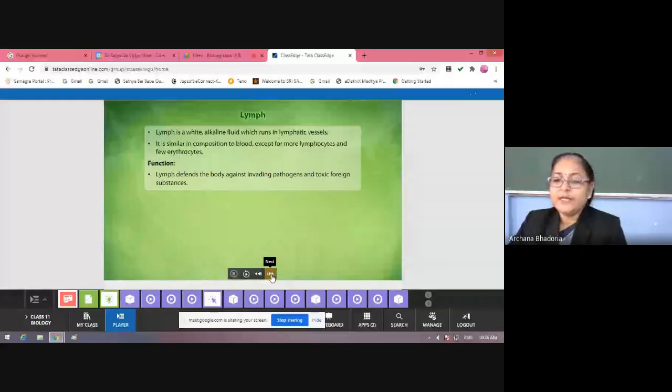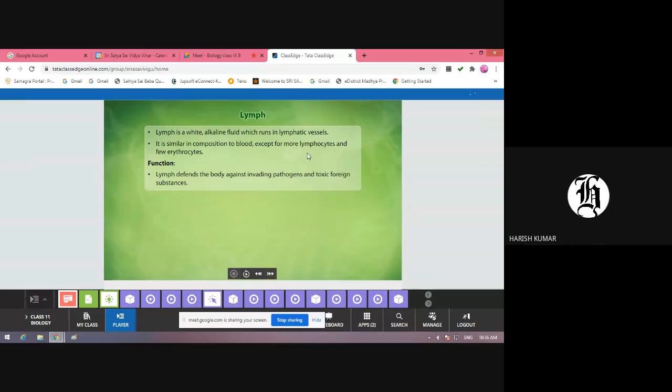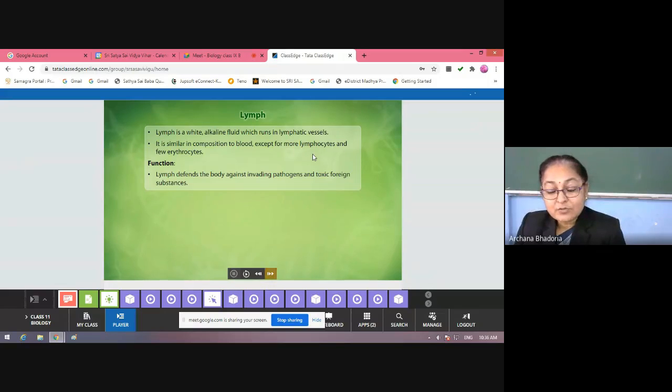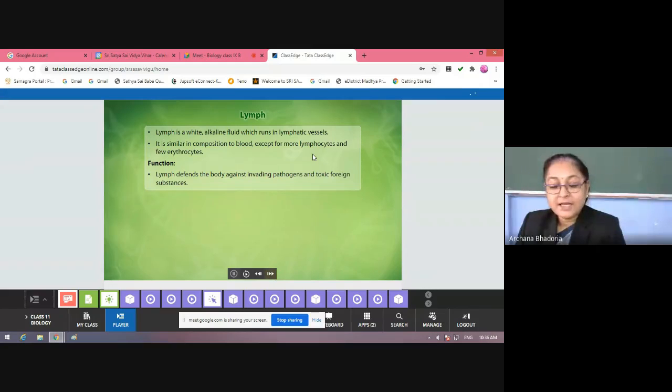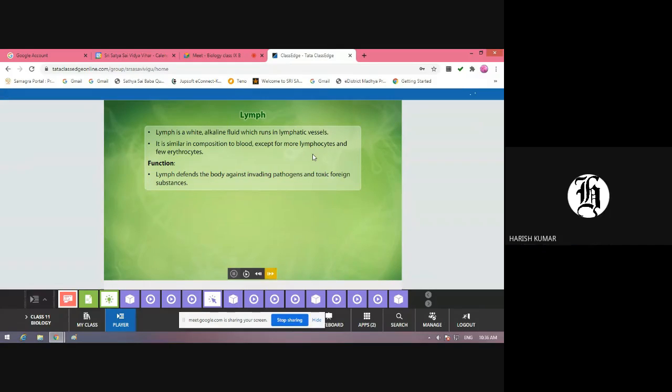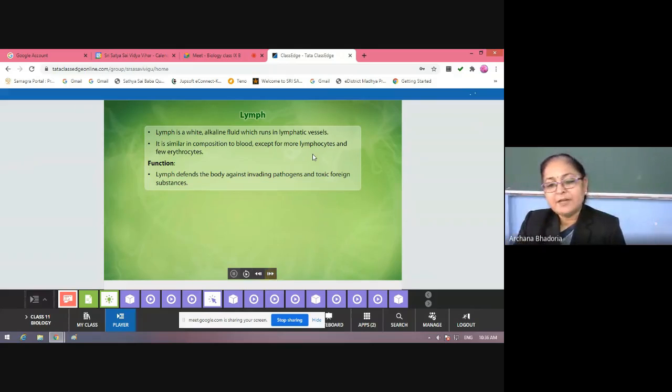ठीक है. Now quickly write out the functions. Now since lymphocytes are there, I said lymphocytes are the WBCs. So what do the WBCs do? They develop immunity. They use antibodies against the pathogens, and they help in developing immunity. क्योंकि उसमें lymphocytes है तो वही काम lymph का होगा.